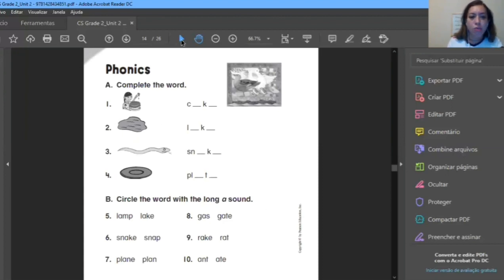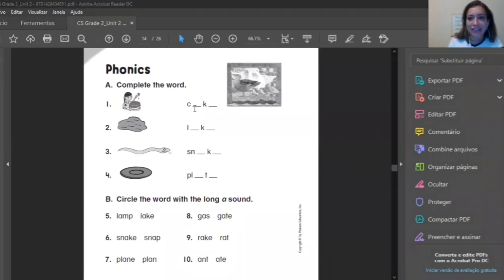Number one, what do you think that is? Number one, what is that in the girl's hand? It's a cake, right? So let's complete with the A and the E.